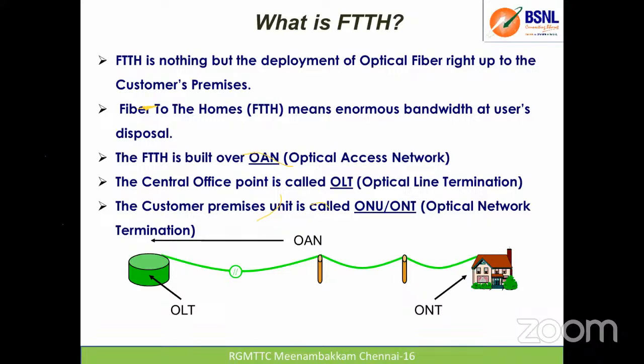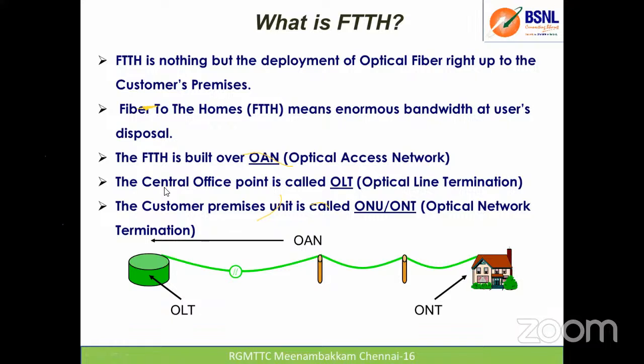FTTH is nothing but optical fiber right up to the customer end. This is the OLT. We have some connections, and the ONT that is placed in the customer end equipment. OLT is the exchange side equipment, and ONT is the customer premise equipment. Between the exchange end and the customer end, we have an access network, that is the optical access network.